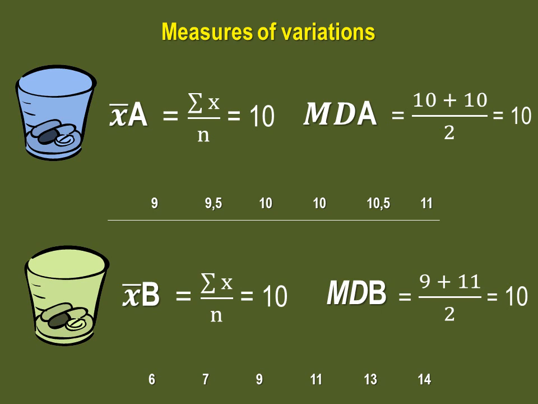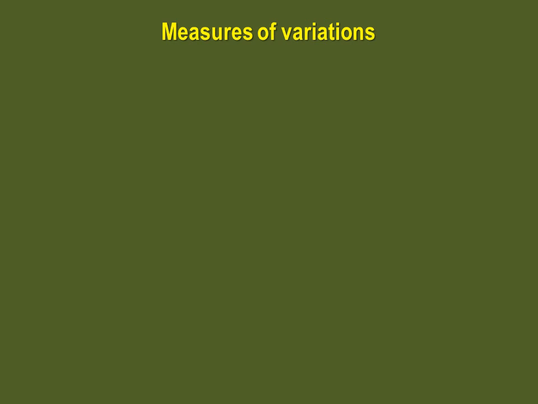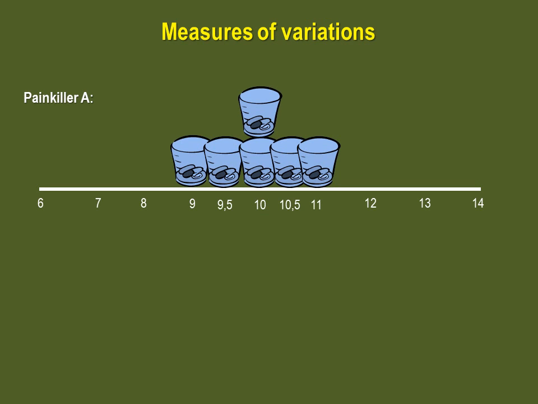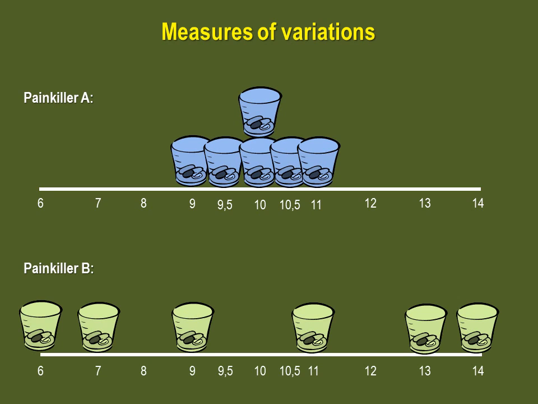Let's take a look at it graphically. We can see that even though the central tendency measures were the same, the results for painkillers B are much more spread out than the results for painkillers A. We can state this otherwise by saying that the results for painkillers B are more variable or have a higher variability than the results for painkillers A.